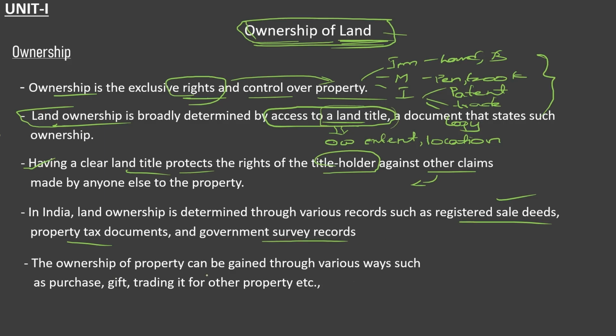The next point is that ownership of property can be gained through various ways such as purchase, gift, or trading it for other property. Purchase means buying it for some price. Gift means that someone gifts the property to another person. Trading means giving one property for some other. So these are the ways by which ownership of a land could be gained.